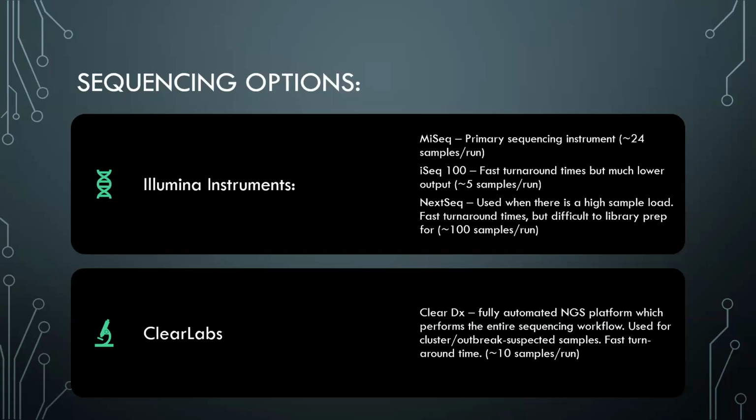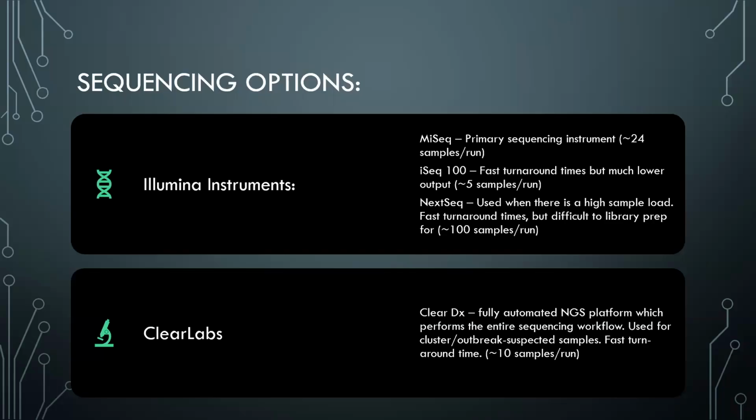We also have a NextSeq, which is for high sample loads. It can do about 100 samples per run, but it's difficult to library prep for, and so we don't use it unless we have such a high sample load. Our primary sequencer is the MiSeq, and we have 3 of those that we use.